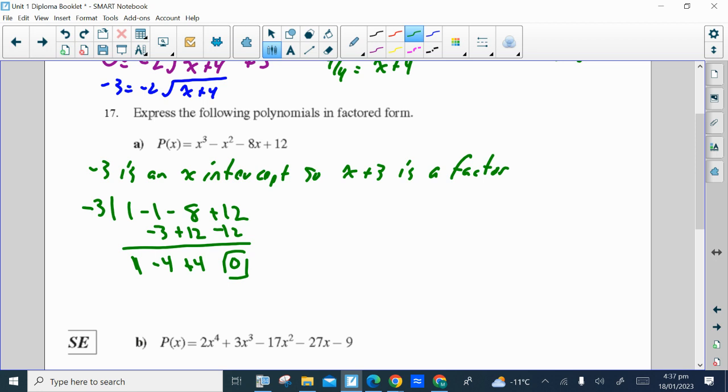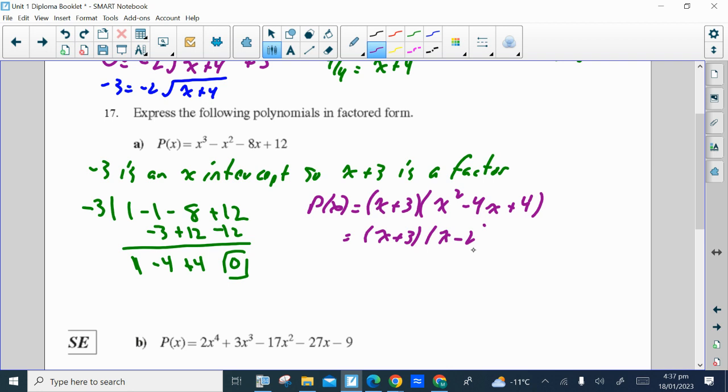Because x plus 3 is a factor, it has to divide evenly, meaning you shouldn't have any remainder when you divide. So not only have we confirmed that x plus 3 is a factor, but now these three numbers tell us the answer, the quotient. It would be a second degree polynomial because we divided an x cubed by an x. So it'll be 1x squared minus 4x plus 4, which can be factored. That's a quadratic. The factors there are x minus 2, or x minus 2 all squared.